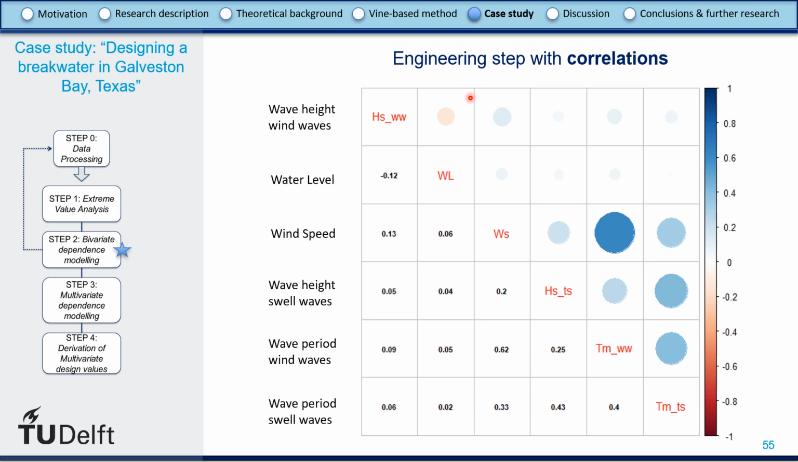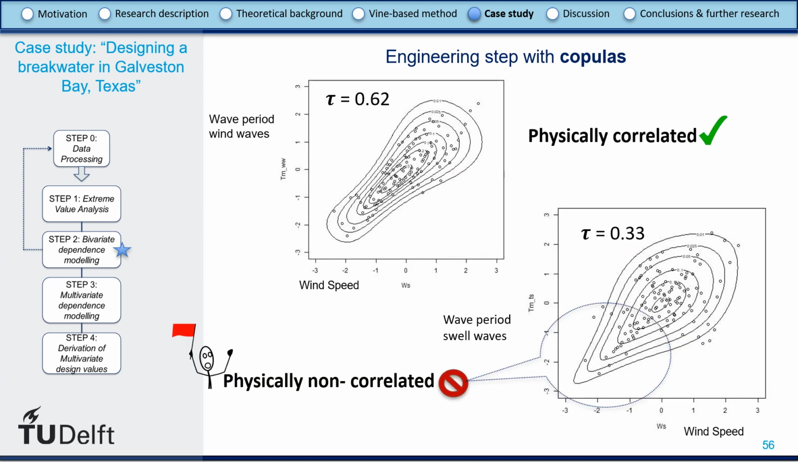All these correlations can also be assessed from a physical point of view. For example, if there is a lower water level, waves can be shoaling more. So that is maybe why this correlation was negative. Here, we also study the bivariate dependence with copulas. As I previously mentioned, copulas are bivariate distributions that study the dependencies between two random variables.